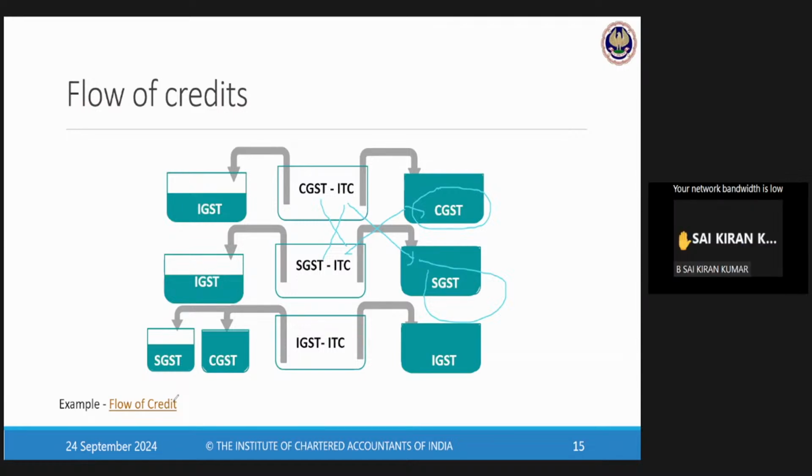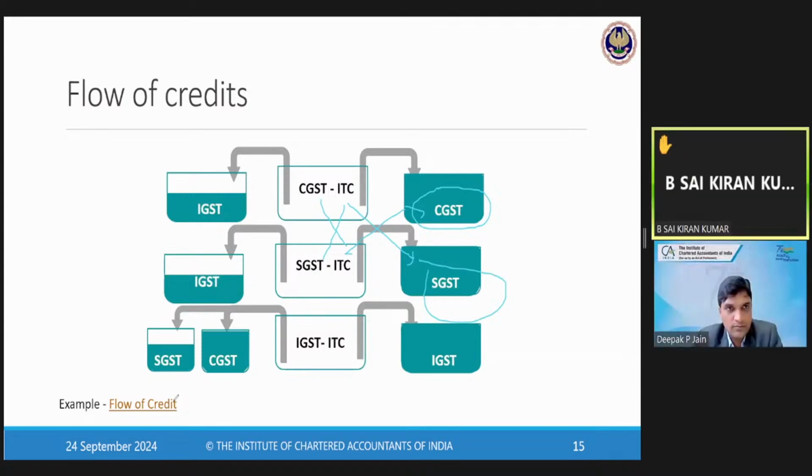Sir, my question is: when the manufacturer makes payment for CGST, SGST, he will pay it. Subsequently, when the trader gets ITC, he sets up that ITC against his liability. My doubt is, when does the amount go to the consolidated fund of India: at the time of the manufacturer's payment, or when ITC is set up? That is my doubt, sir.